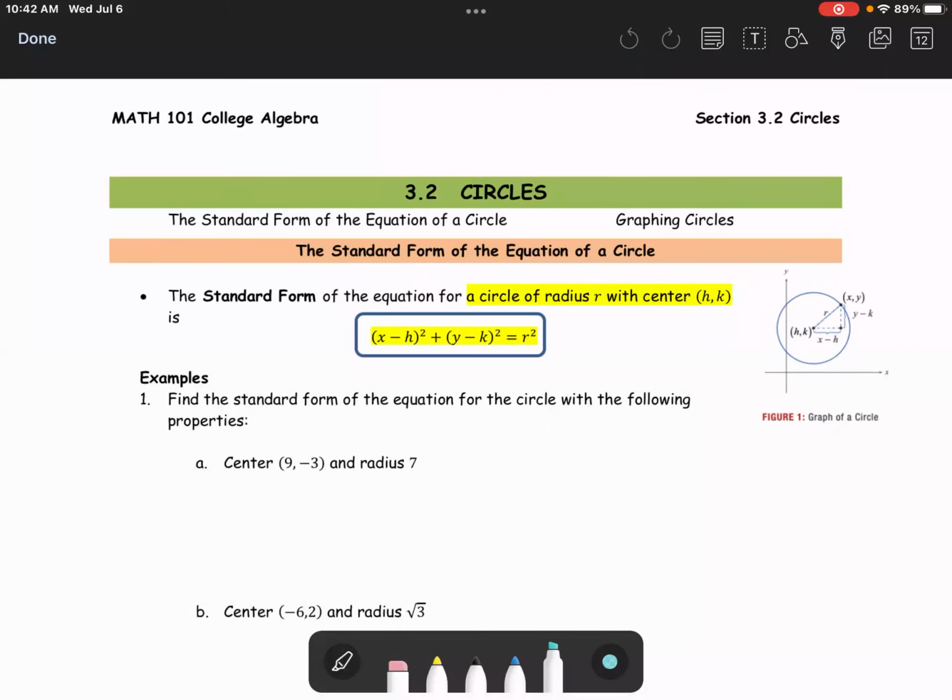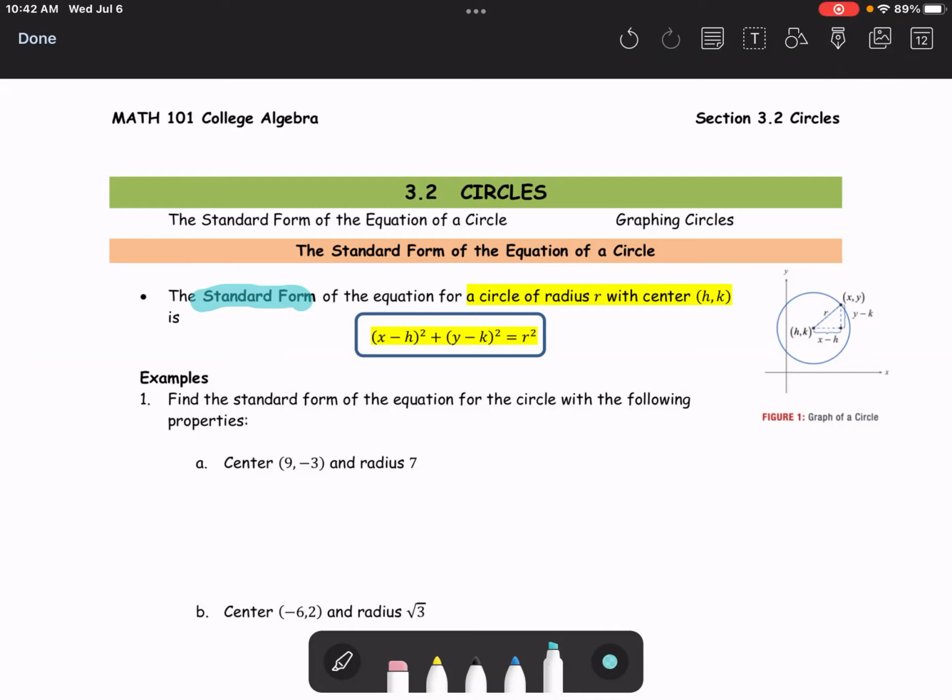In this section, we are going to talk about the equation of a circle and graphing circles. The standard form of the equation for a circle with the radius r with center (h, k) is in the form of the quantity x minus h squared plus the quantity y minus k squared equals r squared.